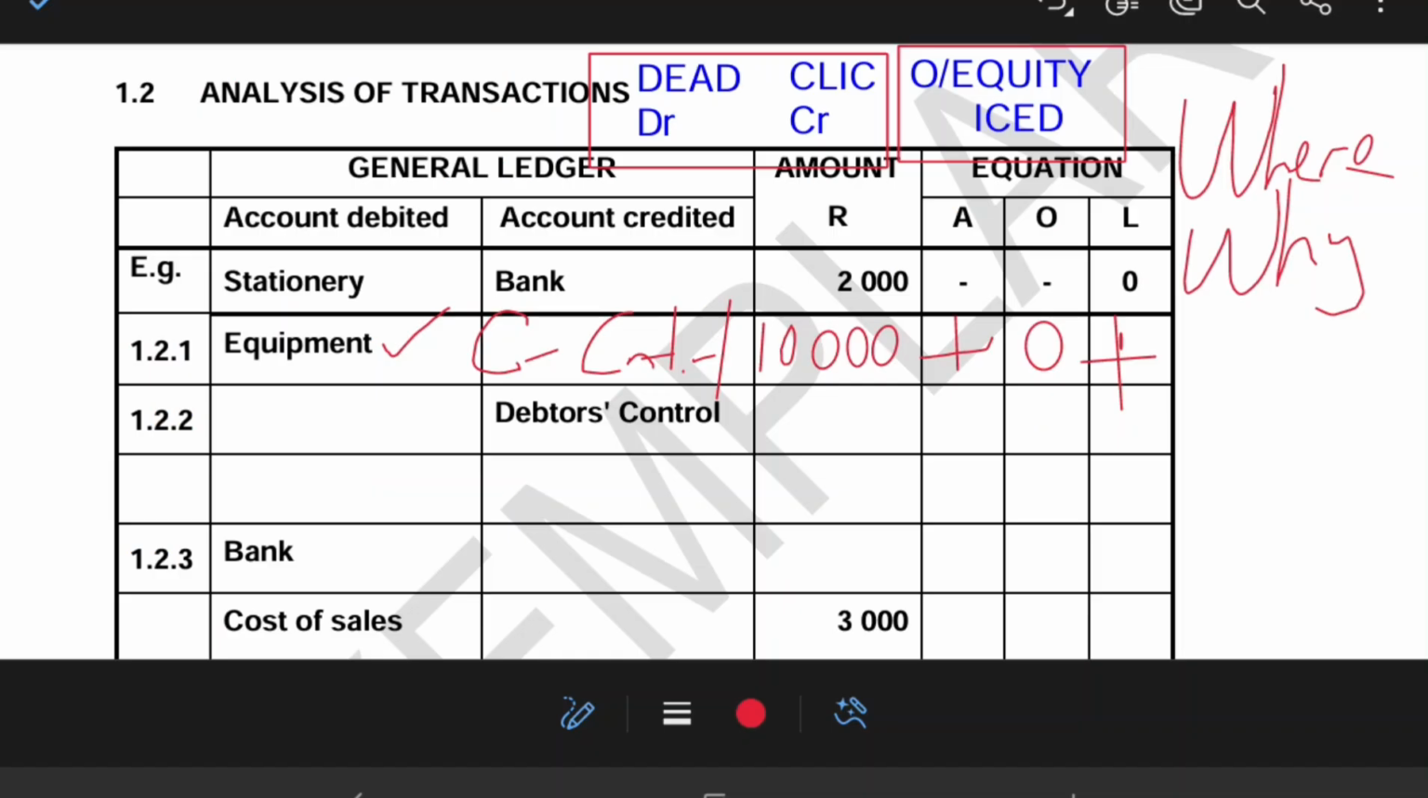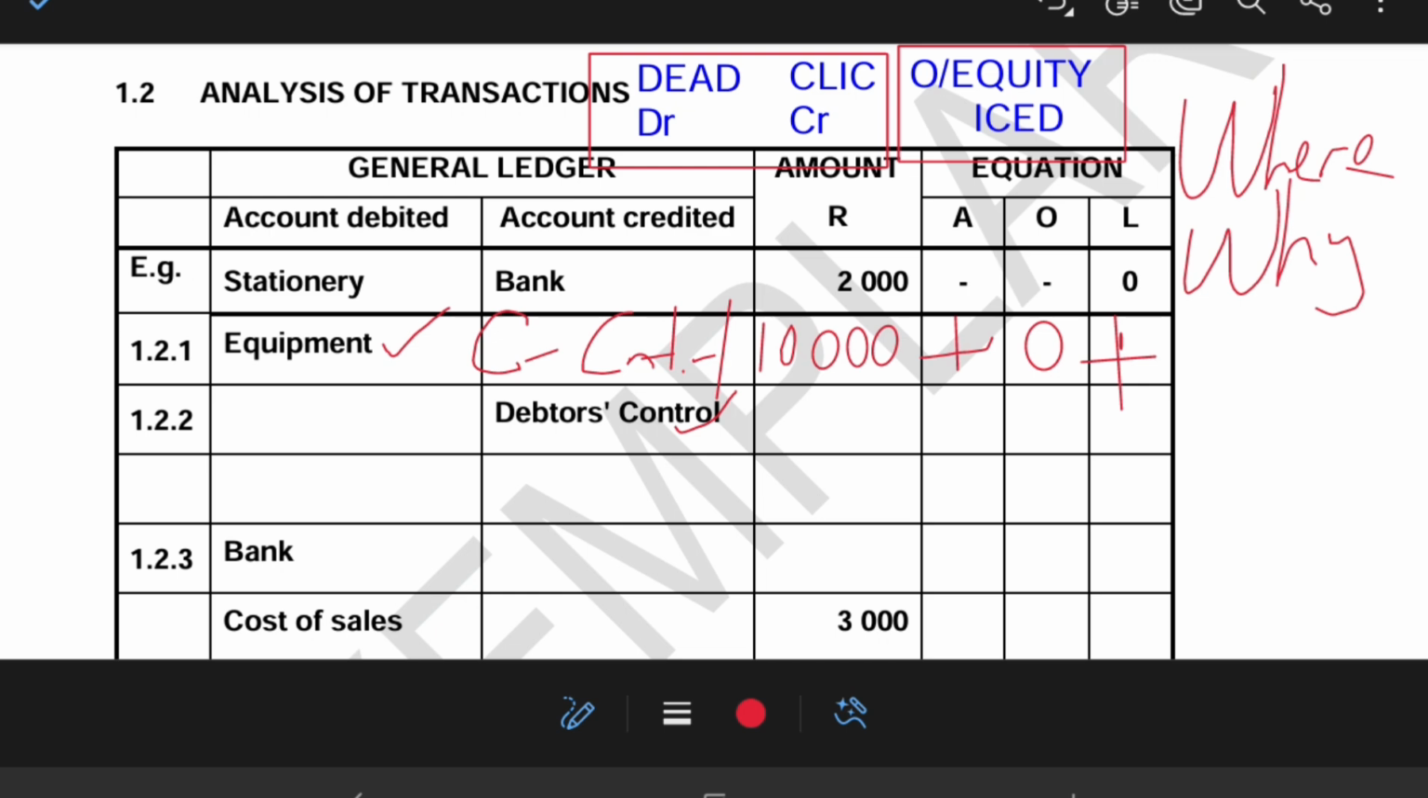So debtor's control is decreasing because a debtor has paid. So the amount of debtors will go down. And according to DEBTCLICK, debtors has a debit balance. We show a decrease by crediting it. Hence, you see debtor's control is already on the credit side.